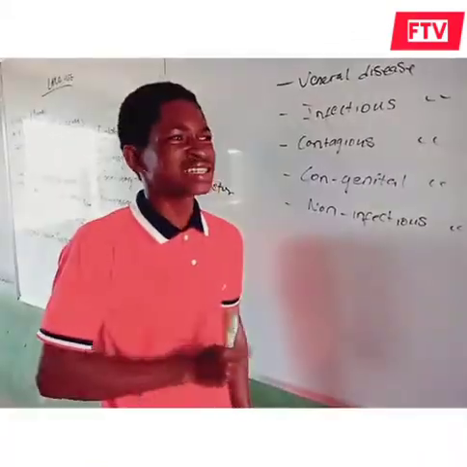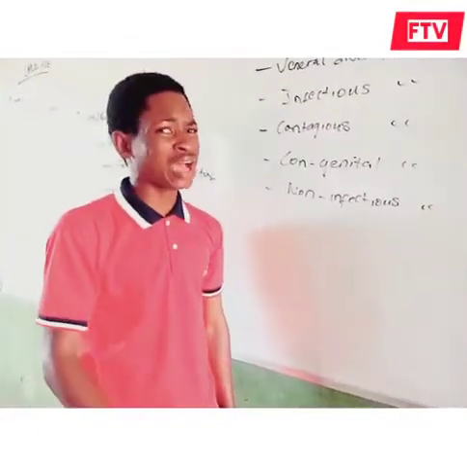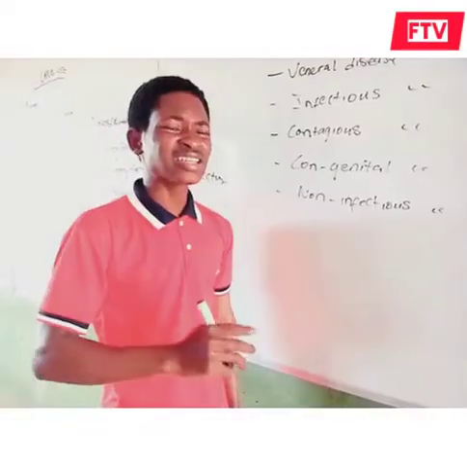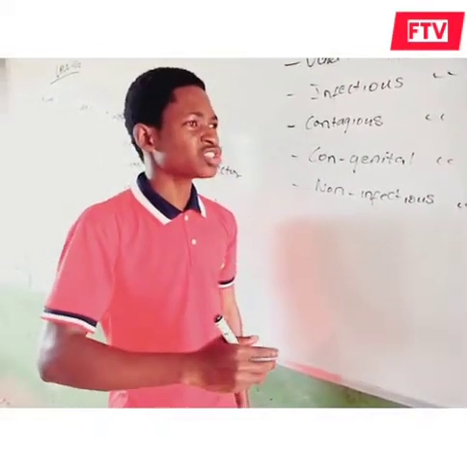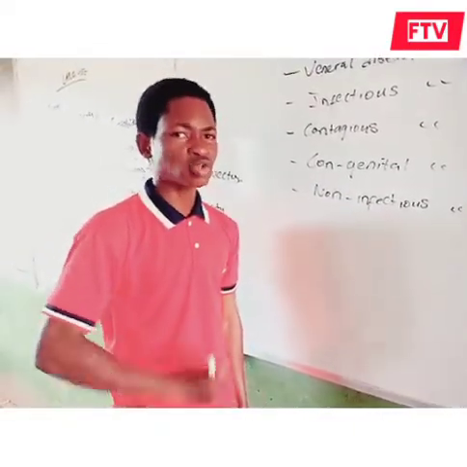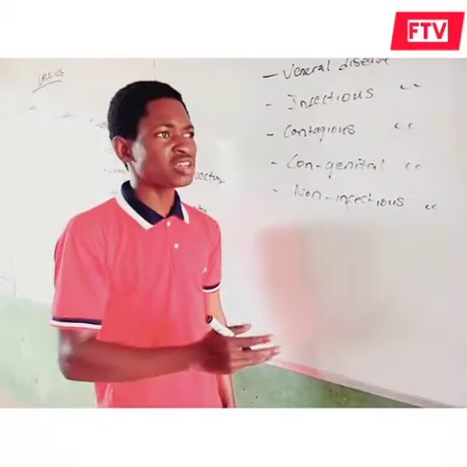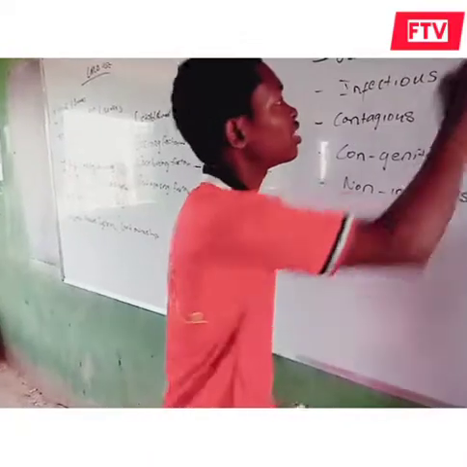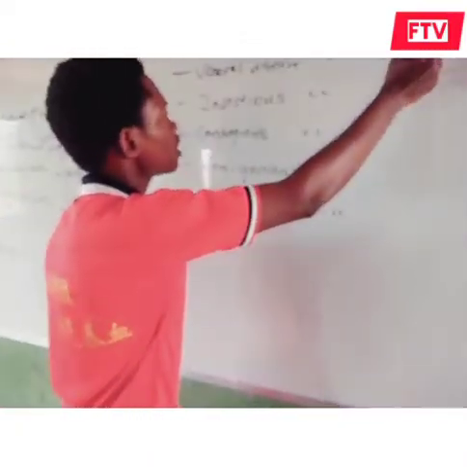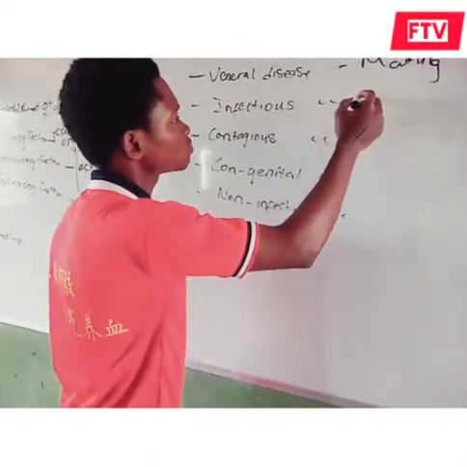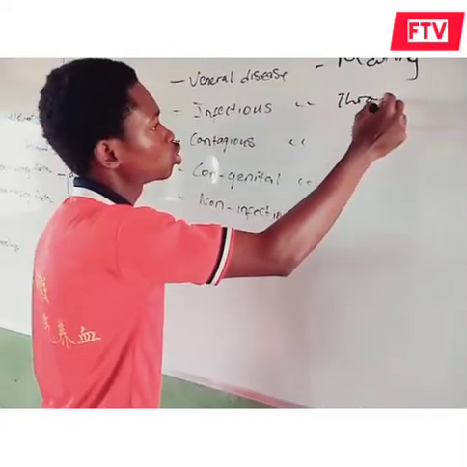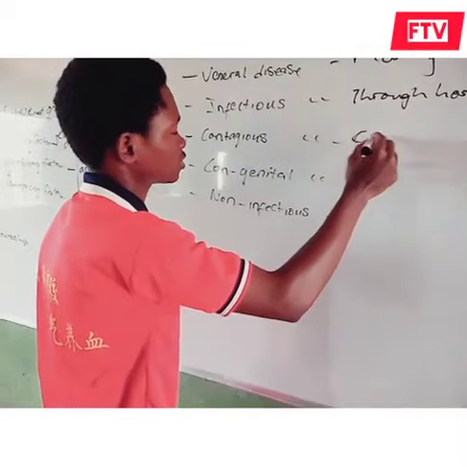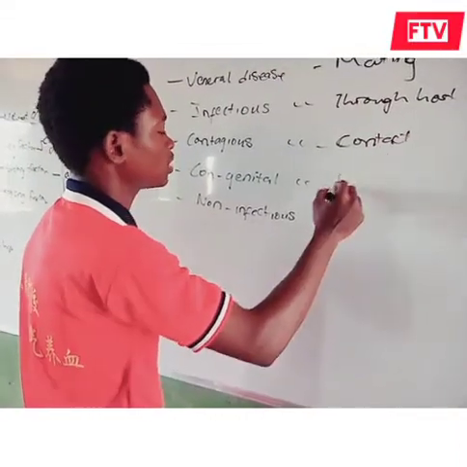Now the next one is contagious disease. These are diseases that can be spread through contact. Congenital diseases are diseases that can be contracted through pregnancy, from mother to offspring. They will tell you that a mother can pass HIV to the offspring. So venereal disease is through mating, infectious disease is through an infected host, contagious disease is through contact, and congenital is through pregnancy.